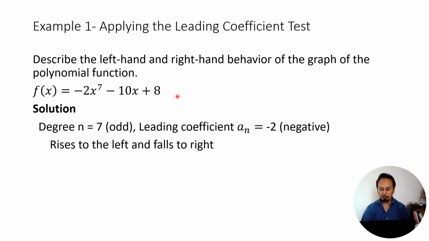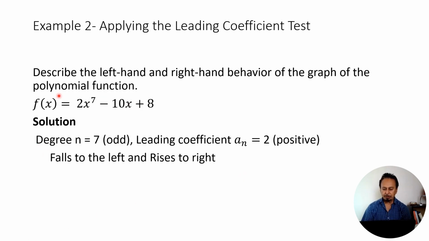So here is example number 1. We have a polynomial f of x equals minus 2x to the 7 minus 10x plus 8. So 7 is the degree, and the leading coefficient is the coefficient of the leading term, negative 2, which is less than 0. So the degree is odd, so the graph rises to the left and falls to the right.